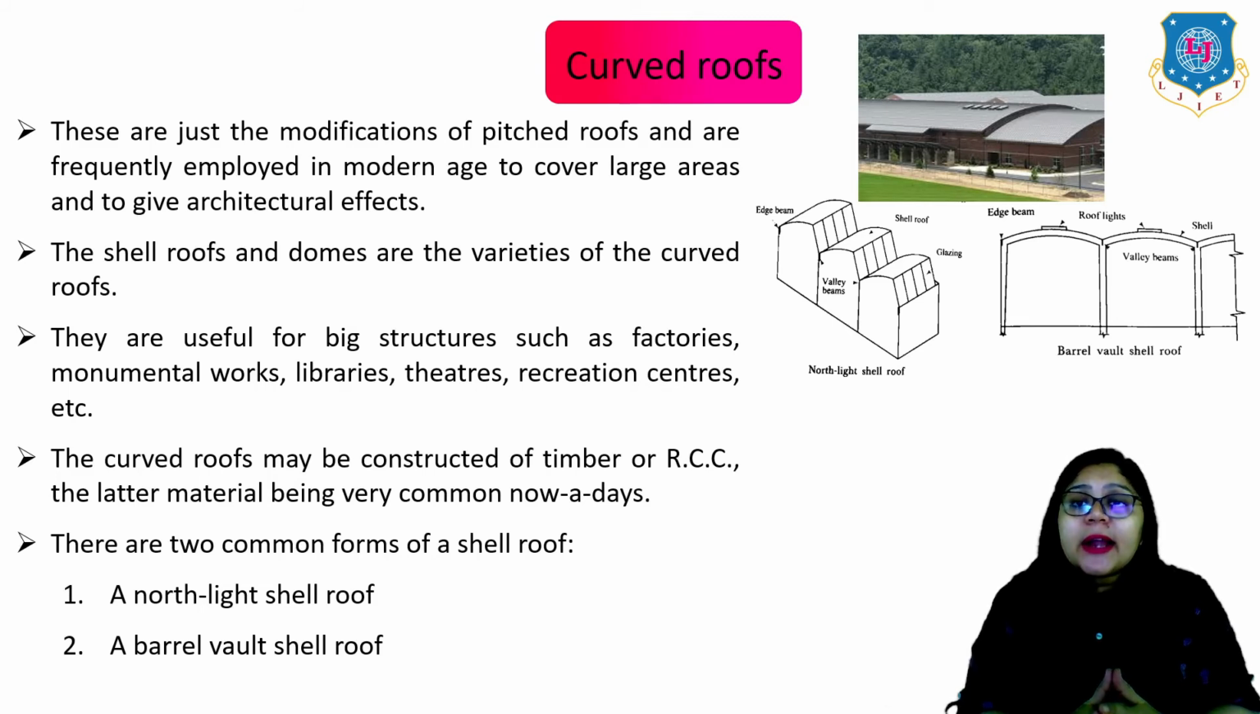The shell roofs and domes are varieties of the curved roof. They are useful for big structures such as factories, monumental works, libraries, theaters, recreation centers, etc. The curved roof may be constructed of timber or RCC, the latter material being very common nowadays. There are two common forms of the shell roof. First is the north light shell roof and second is the barrel vault shell roof.